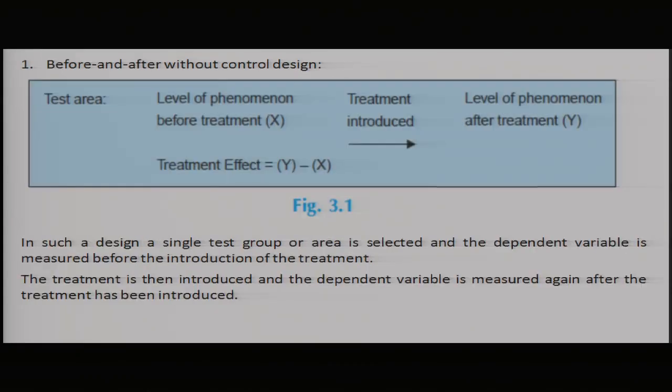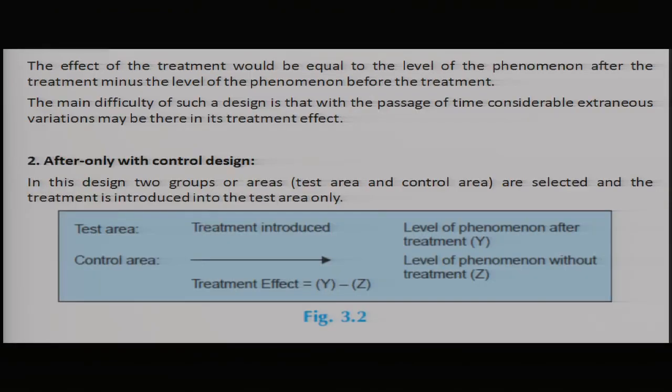These are some flows showing how before and after without control takes place. First one is the test area. Next comes the level of phenomena before treatment, treatment introduced, then level of phenomena after treatment. So y minus x will give that accuracy. Okay. After only control design. After is nothing but after treatment you check what the output is, what the result is. Okay. Level of phenomena after treatment, level of phenomena without treatment.